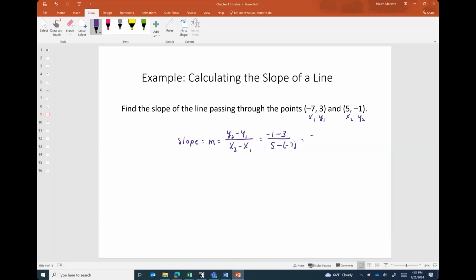Right? -1 minus 3 is -4. 5 minus -7 is 5 plus 7, or 12. So we have -4/12, which of course reduces down to -1/3. So we can now see that the slope of that line is -1/3.